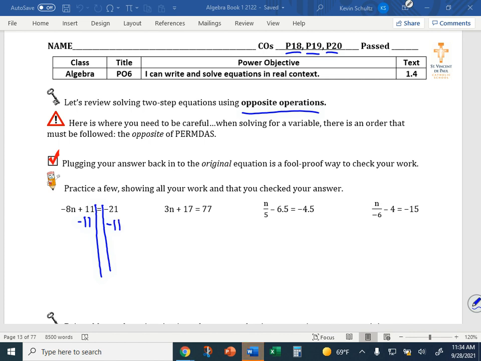And that's why it's called opposite operations, because what are we doing to the negative 8n? We're adding 11. In order to get n by itself, we need to do the opposite of that. We have to undo what's being done, right? So subtract 11 from both sides. Over here, it equals 0, 11 minus 11, and we're left with that negative 8n. Why do we have to subtract 11 from the right side as well?